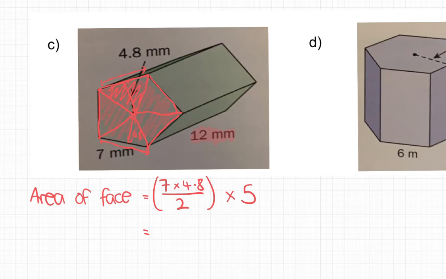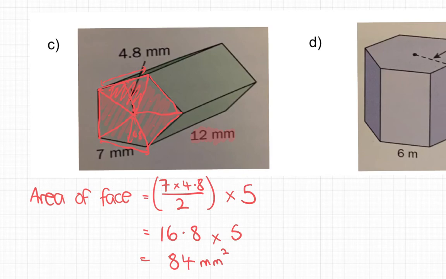If I do that in 2 bits, on my calculator, 7 times 4.8, I get 33.6. Divide that by 2, I get 16.8. So that's 16.8 times 5. If I do 16.8 times 5, I get 84. And this time it's in millimeters squared because it's an area.